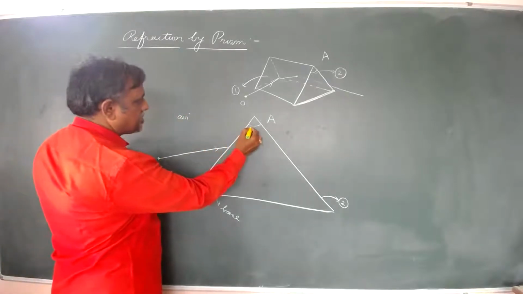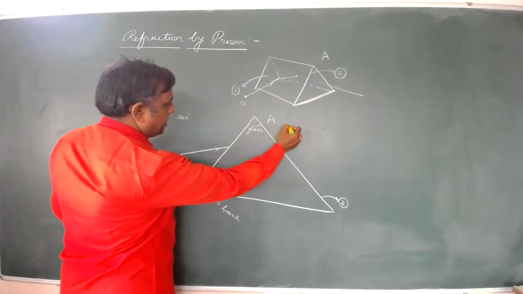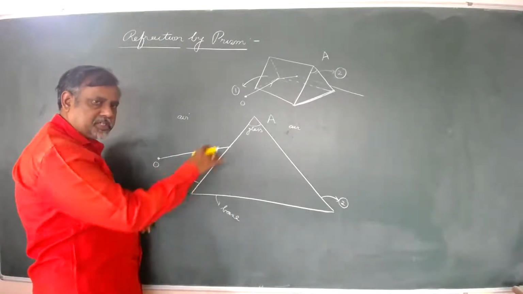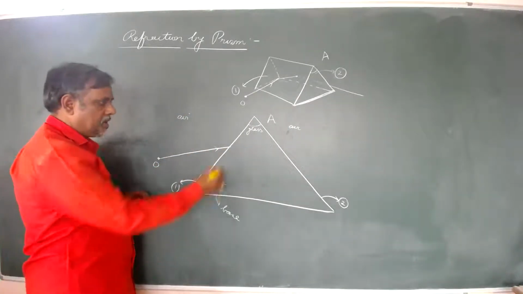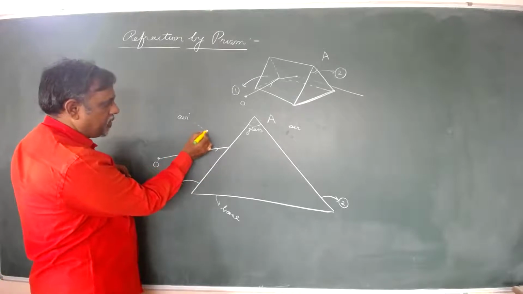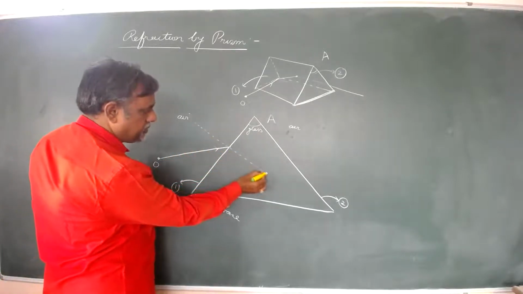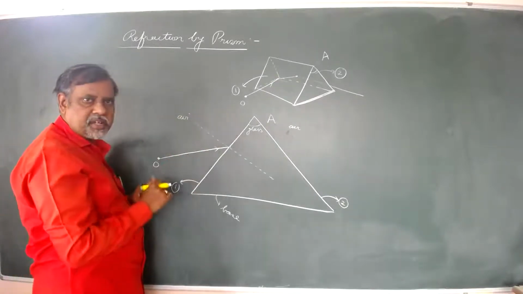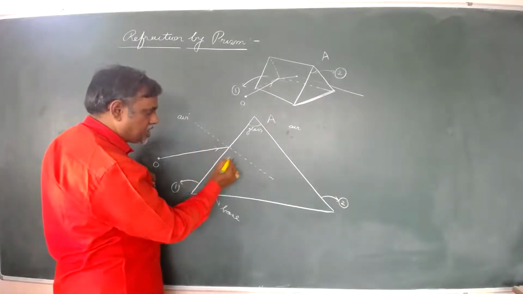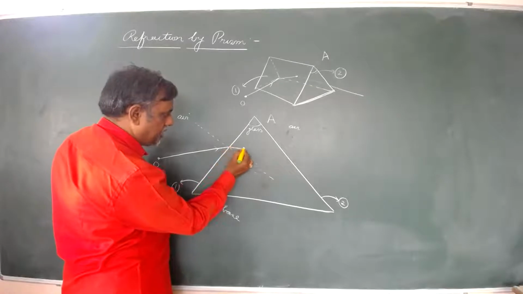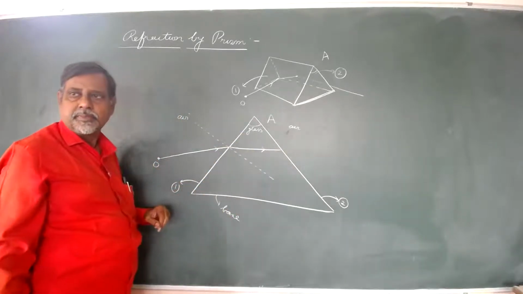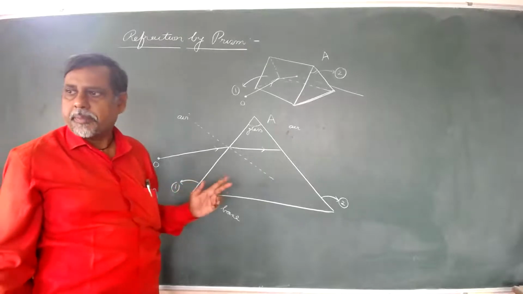This is glass, and this is air. When the light ray enters into the glass, what happens? Imagine one perpendicular, which you are calling the normal. As the light ray passes from air to glass, it undergoes refraction, and the light ray will be passing over here like this. This is the way the light ray passes.